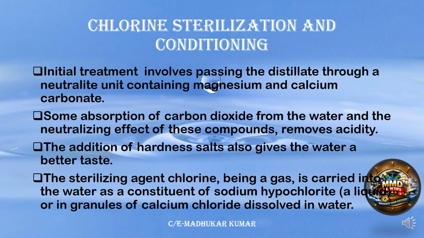Here you can see the same thing containing magnesium and calcium carbonate when it passes through that. So that is your doser A. Carbon dioxide is being absorbed, removing acidity and adding the hardness salt, and it gives a better taste. After that, the sterilizing agent chlorine is used, either as gas or as liquid sodium hypochlorite. And you find either the liquid sodium hypochlorite or the calcium chloride in the form of granules through which the water has to pass.